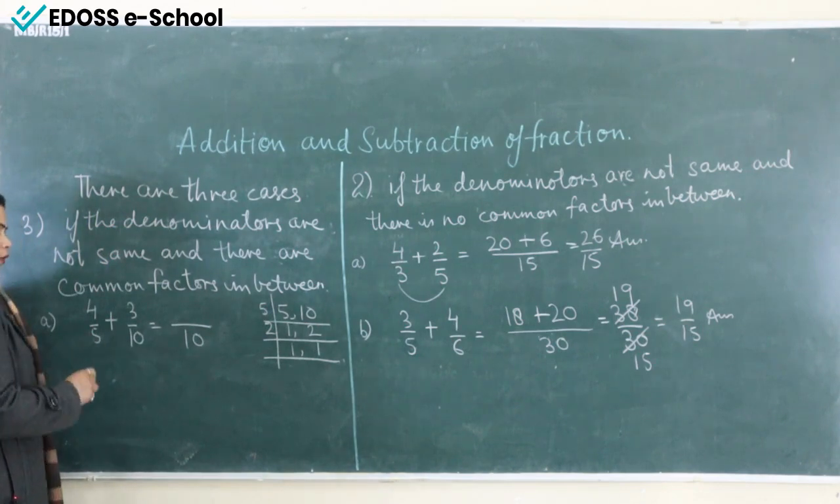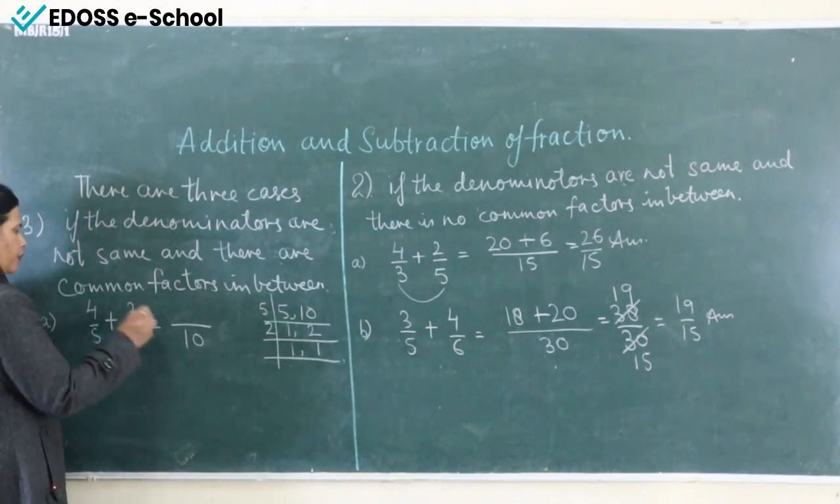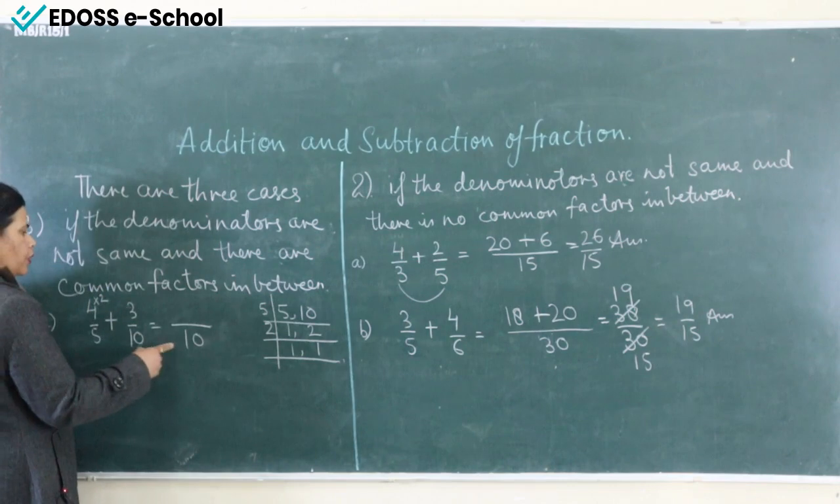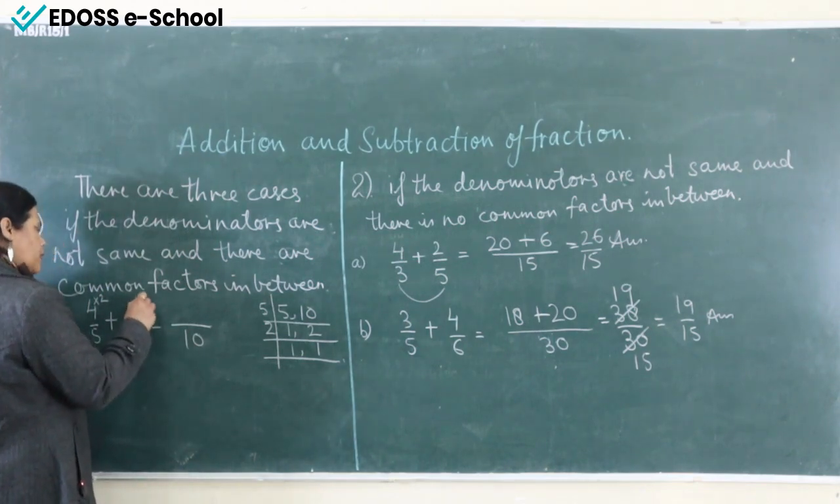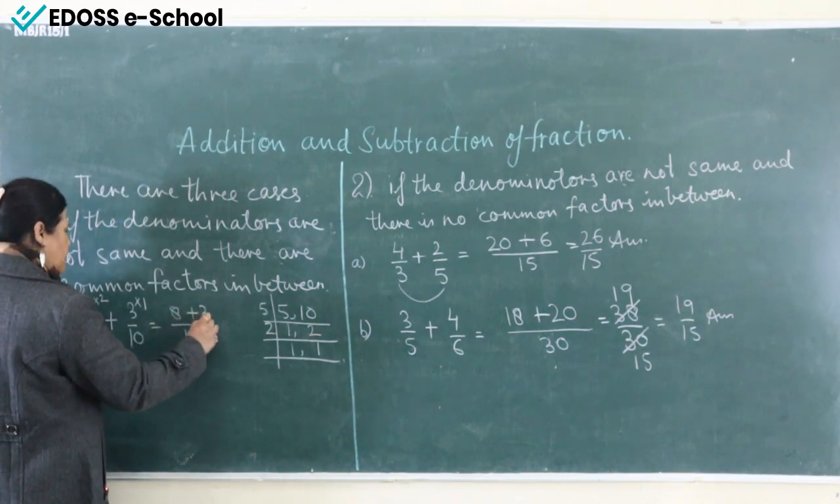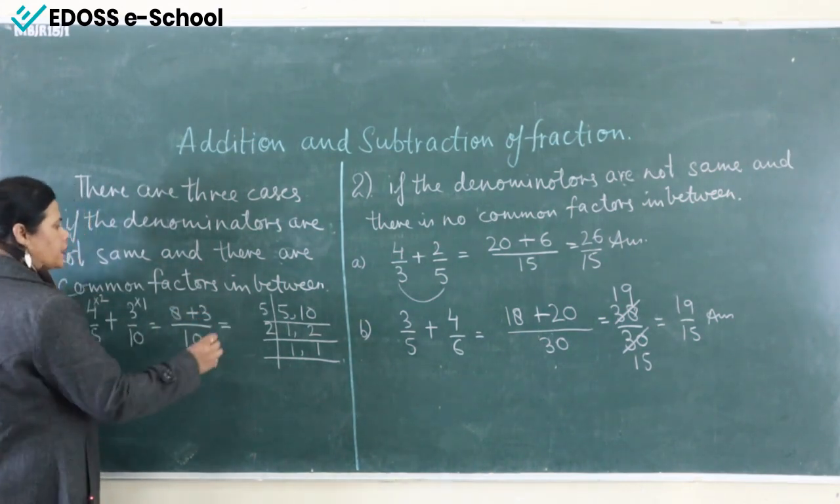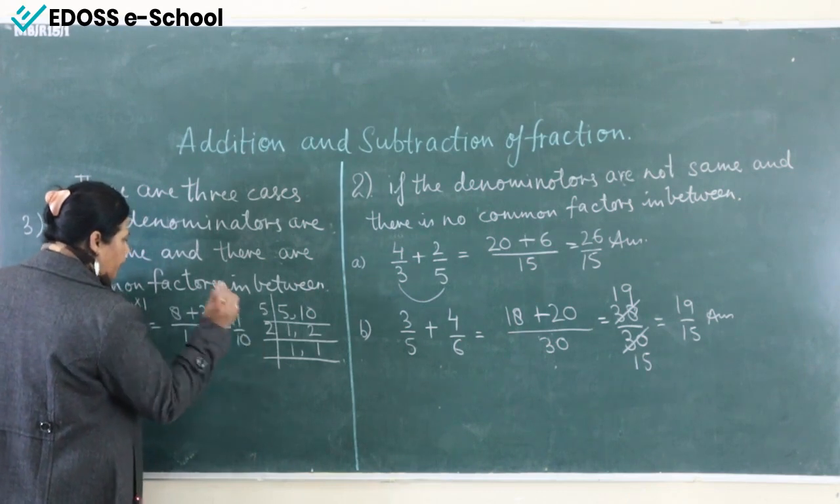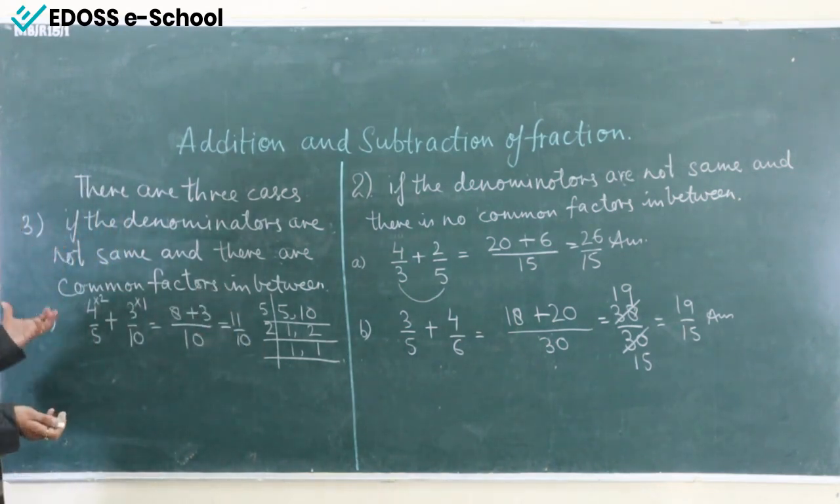So here it is, what you will do: in the table of 5, when 10 will come, 2s are 10. And in the table of 10, when 10 is come, 1s are 10. So here you will multiply: 4 2s are 8 and plus 3 1s are 3. So my answer is 11 upon 10. So this is the third case.